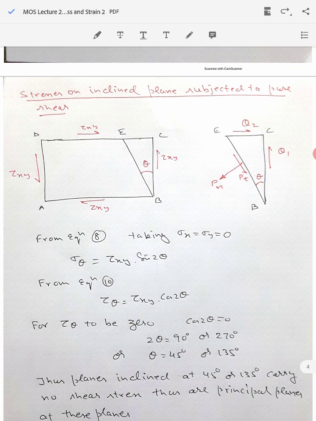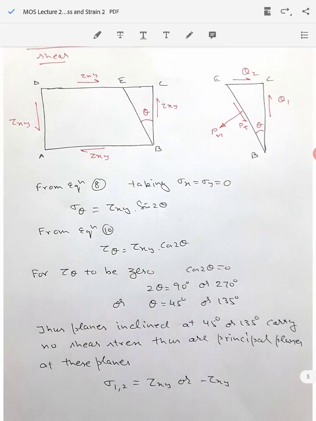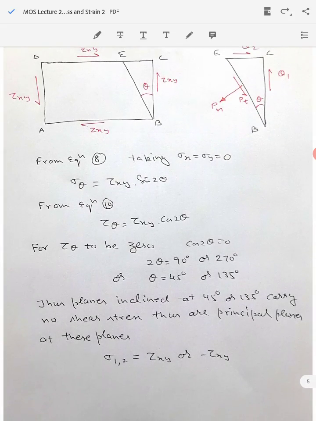Okay, and at this plane, though we are applying pure shear on this block, there will not be any shear stress acting, only the normal stresses are acting. So this plane which is inclined at 45 degrees or 135 degrees carries no shear stress, and thus will be called the principal plane. And at this principal plane, the value of the principal stress sigma 1 can be obtained by using this expression here.